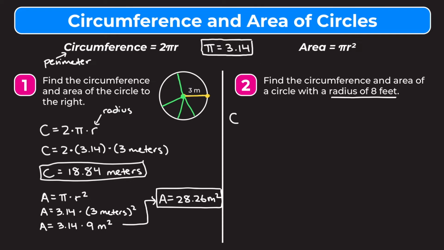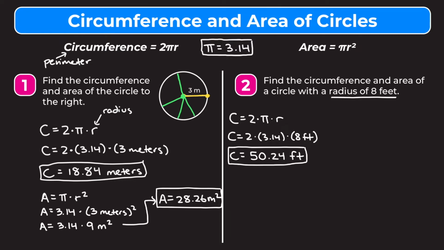So our circumference is going to be equal to 2 times pi times our radius. So we're going to plug in 3.14 for pi, and we're going to plug in 8 feet for our radius. And now we just want to multiply. So we're going to go to our calculator. We want to multiply 2 times 3.14 times 8. And if you guys do that, we should get that our circumference is 50.24, and we can't forget the units, which are just feet.